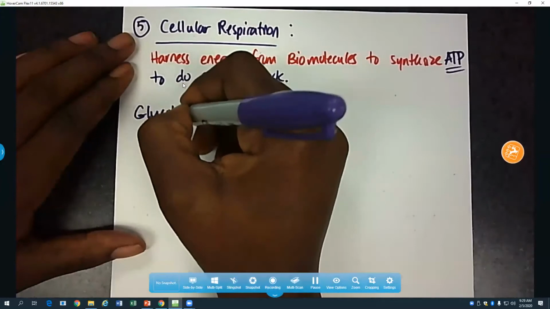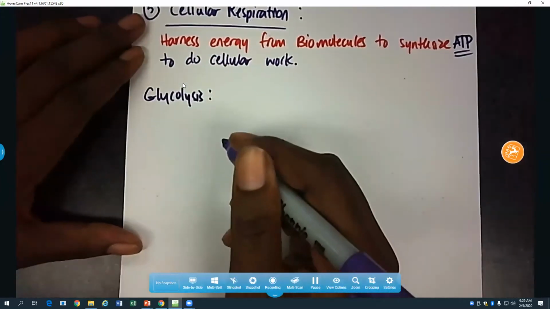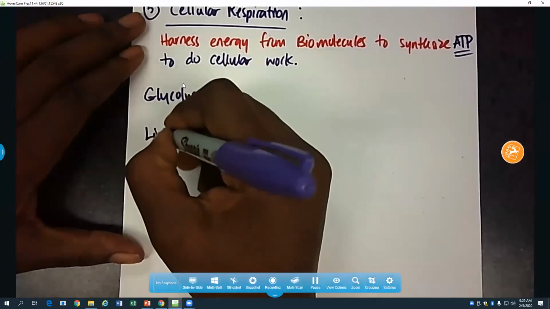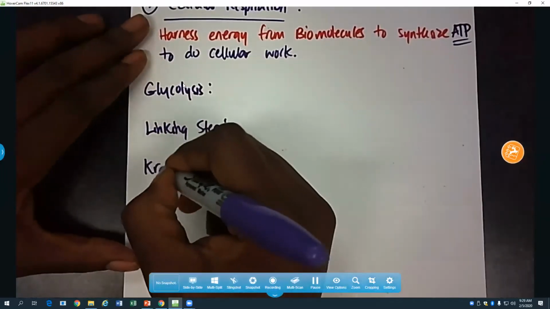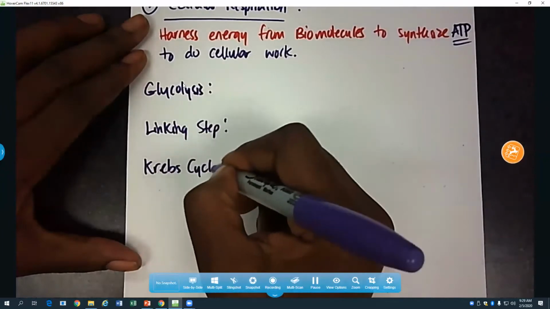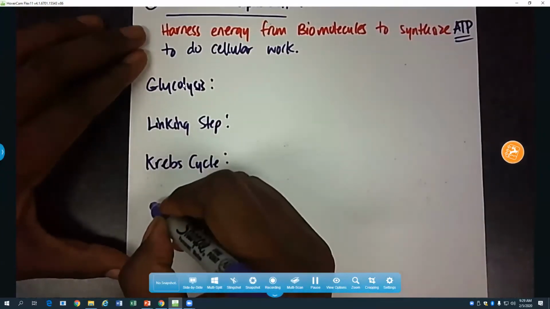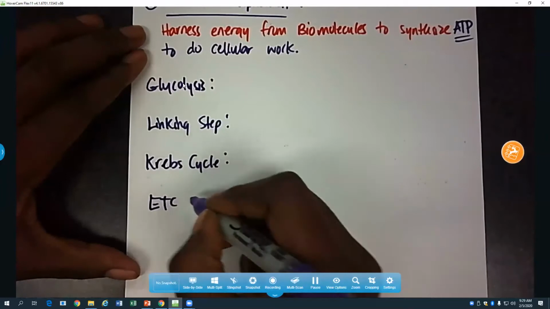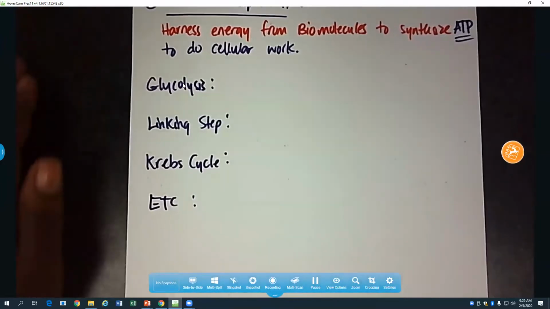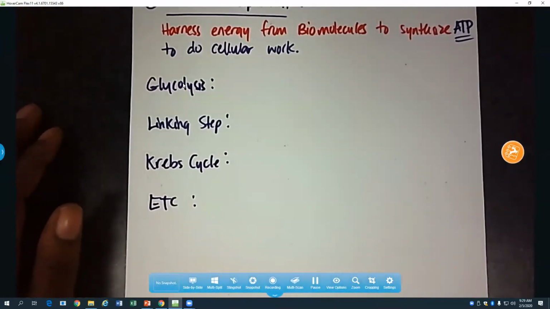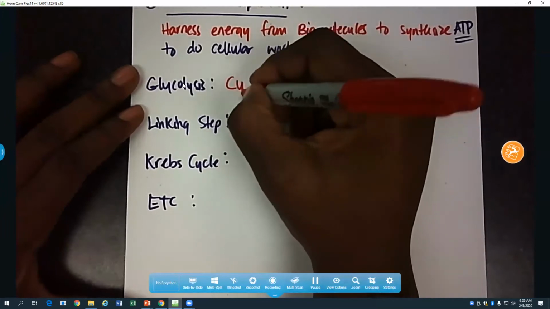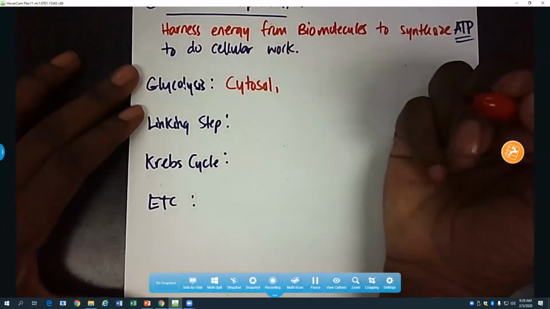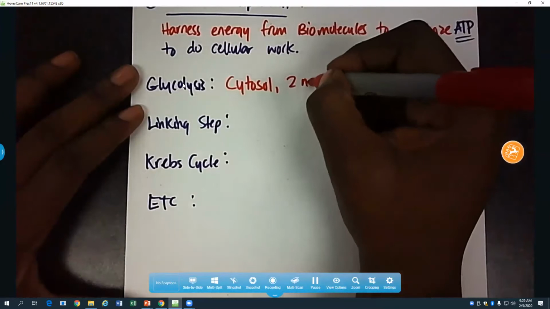Glycolysis. We talked about the linking step in between. We talked about the Krebs cycle. And then the most important, the electron transport chain, where oxidative phosphorylation occurs. So we'll mention where each of these processes take place and kind of what's produced, right? Cytosol is where glycolysis takes place. And we know here we make 2 net ATP.